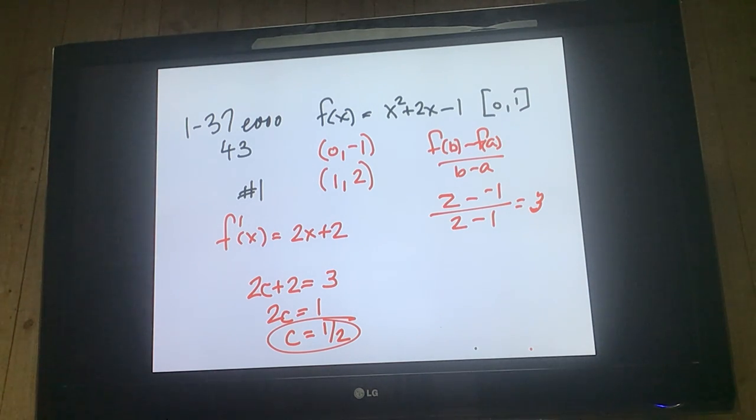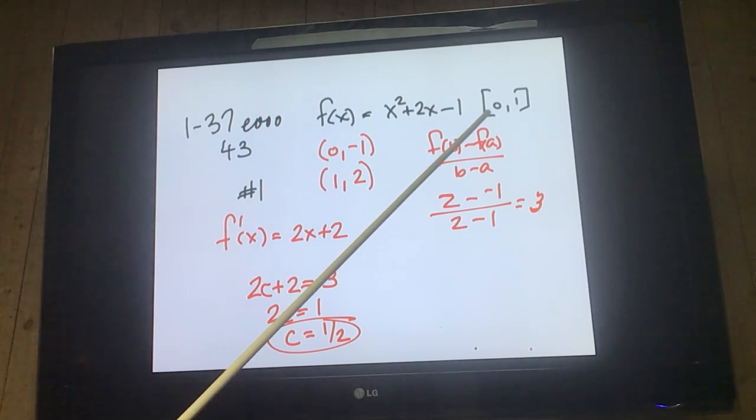But here are the questions for homework that you had to do. You had numbers 1 through 37, every other odd, and number 43. So we want to look at these. Number 1, they're asking for the point that will satisfy the mean value theorem. So again, here are my endpoints.